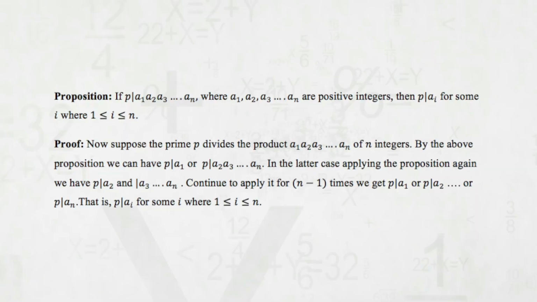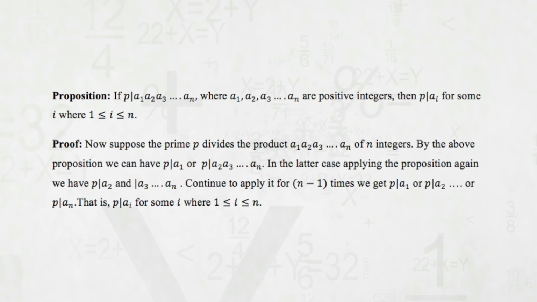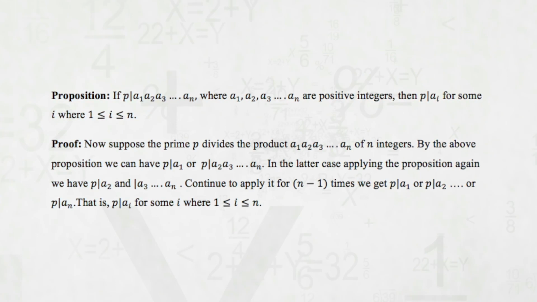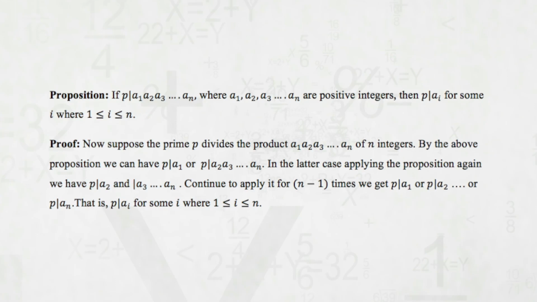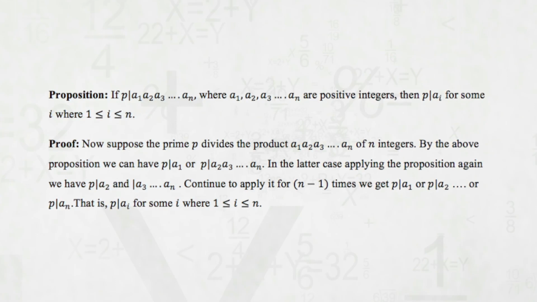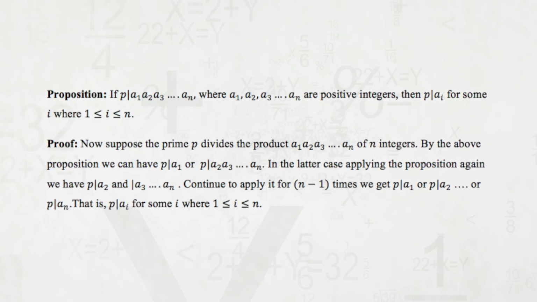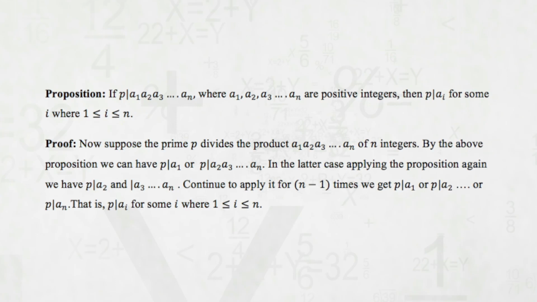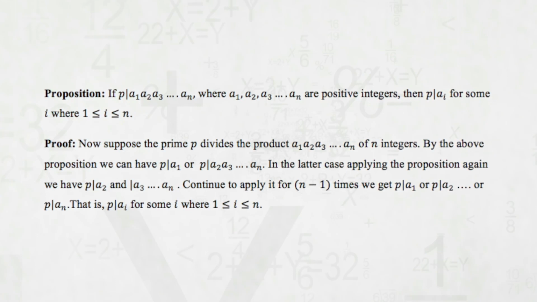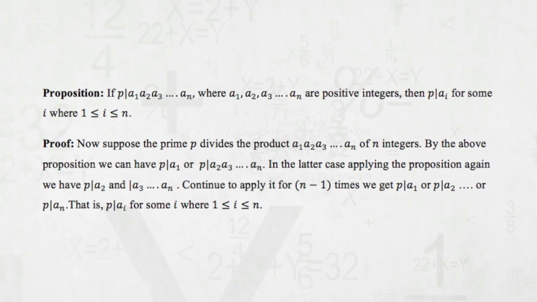Moving to the next proposition: if P divides A1, A2, etc. AN, that is the product of all of them, where A1, A2, etc. AN are positive integers, then P divides AI for some I where I varies from 1 to n. That is, if P divides the product of all the integers, P should divide at least one AI, one element for that matter. So, we shall prove the proposition now.